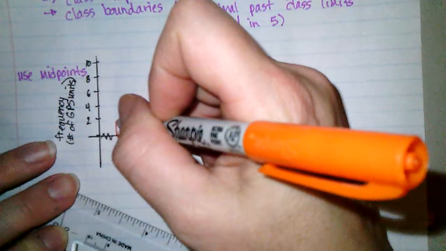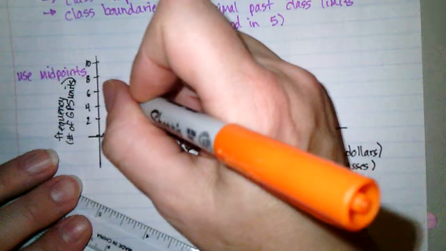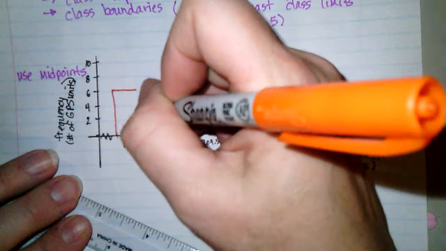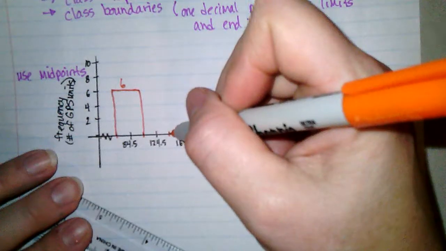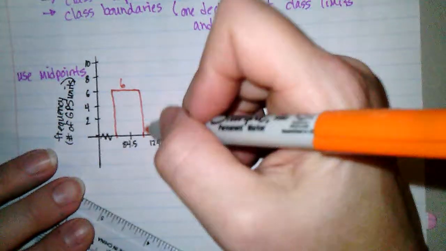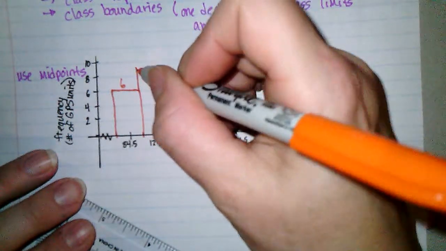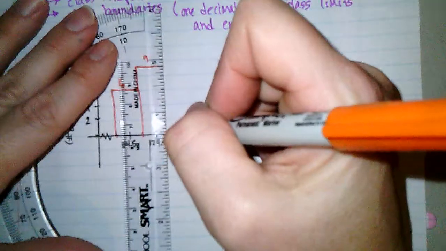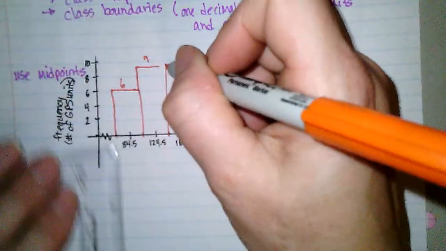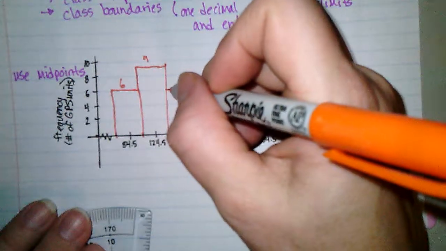So for my 84.5, that needs to go up to a height of 6, and then over. And you can label those with numbers if you'd like. And then my next class had a frequency of 9. So that's just going to be touching this one. So I'm just going to extend that up to 9, and then over and down over here. And then my next class had a frequency of 6 again.